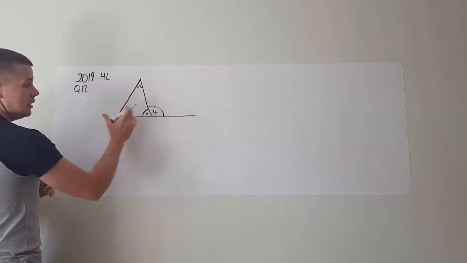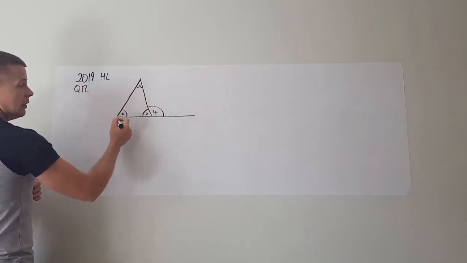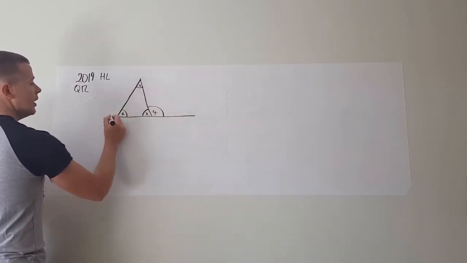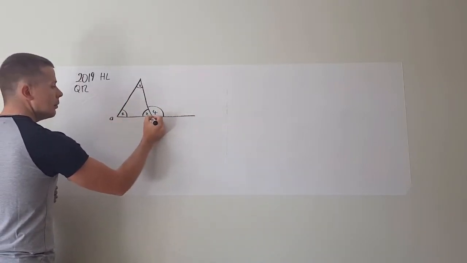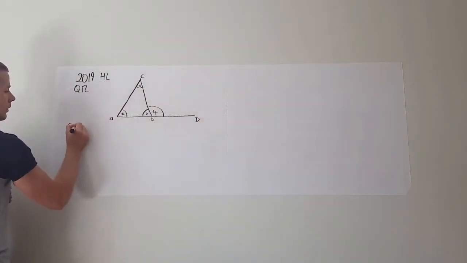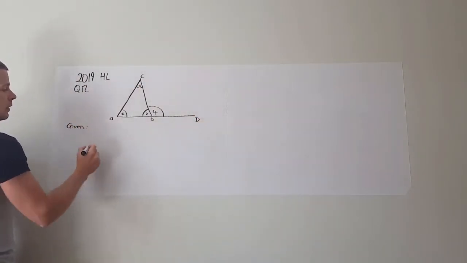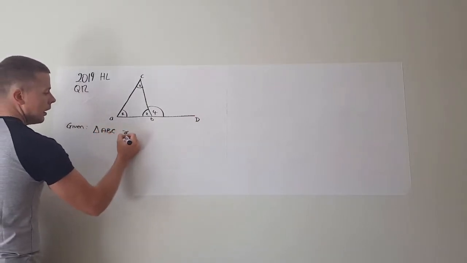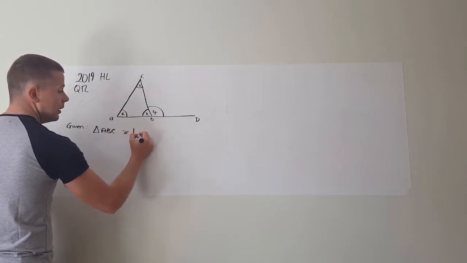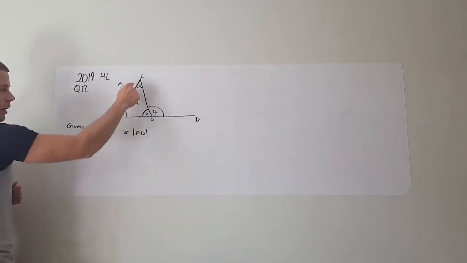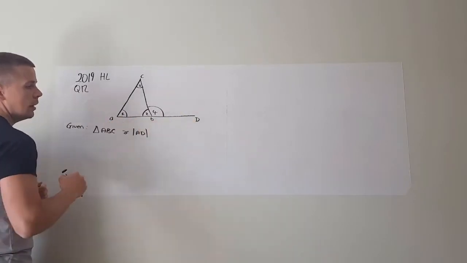Then given is the triangle, which you can call ABC, and this straight line, so we'll label them up: A, B, C, and D. So what are we given? We're given the triangle ABC and the ray AD. So you're given the triangle, and we're given the straight line AD.